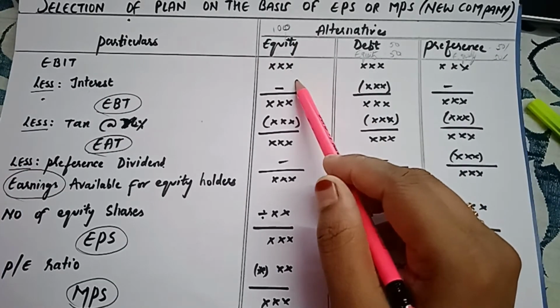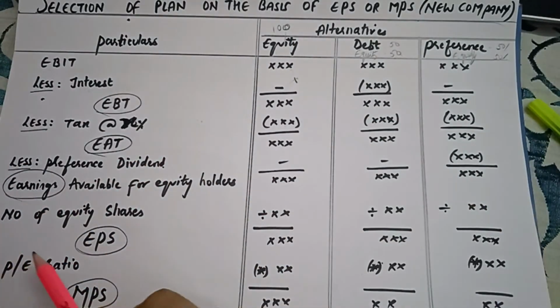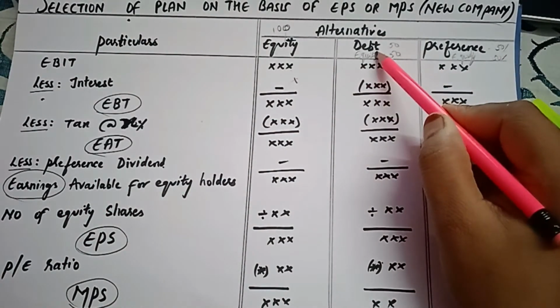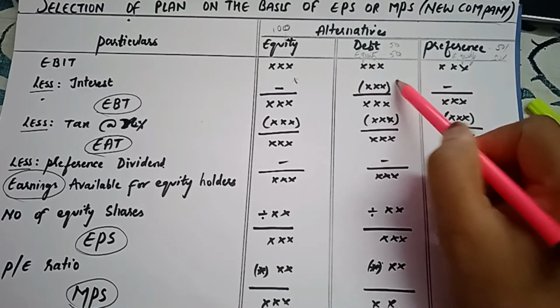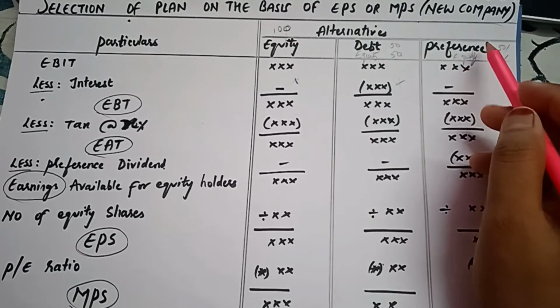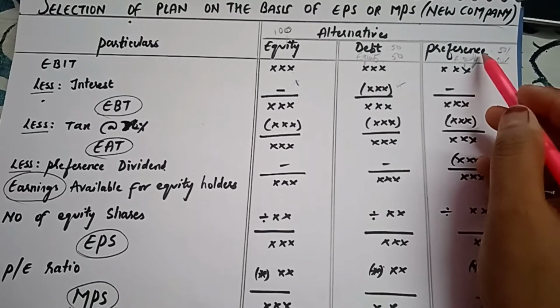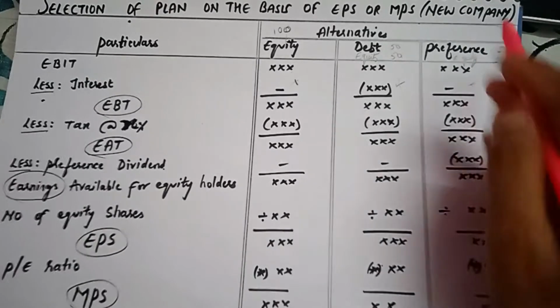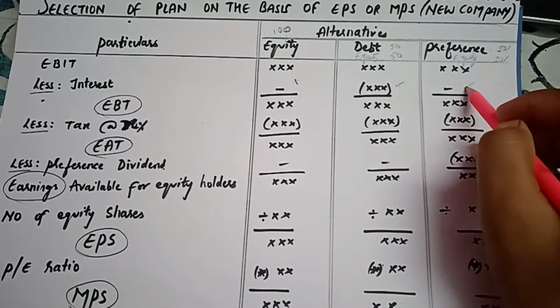In equity, will you be having interest? No, you will not be having interest. In the debt and equity combination, will you be having interest? Yes, you will, because you have to pay for the loans. In preference and equity, is there any debt available? No, you will not be having interest, right?